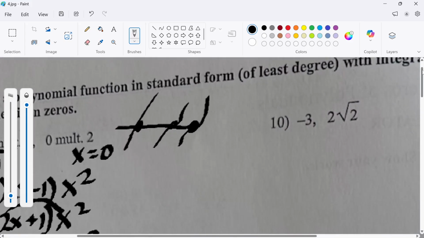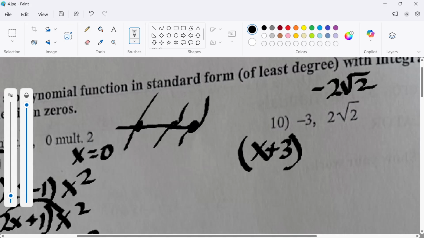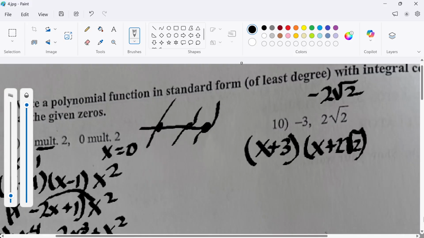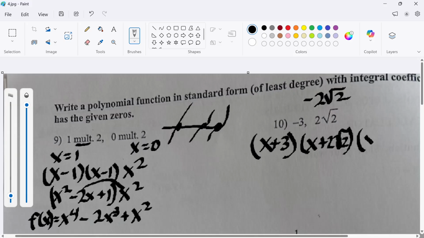It's got negative 3, so x equals negative 3, or the factor is x plus 3. And then it's got 2 square root of 2. It also has negative 2 square root of 2. I can't omit that. Whenever there's a square root or an i, it's got to have the conjugate. So if it's plus, it's got to have minus. Minus has to have plus. x equals negative 2 square root of 2, the factor is x plus 2 square root of 2. x equals 2 square root of 2, the factor is x minus 2 square root of 2.